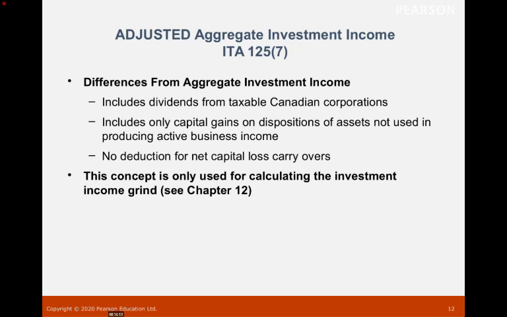We also have adjusted aggregate investment income, and that's got a different definition here. This is going to include dividends from taxable Canadian corporations. It includes only capital gains or dispositions of assets not used in producing active business income, and there's no deduction for net capital loss carryovers. So that's a different concept, adjusted.